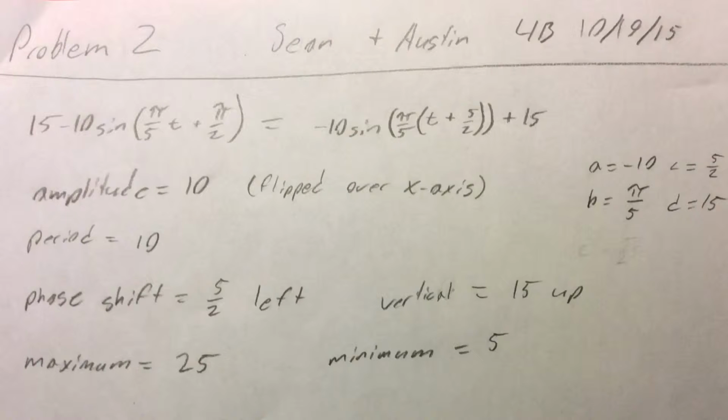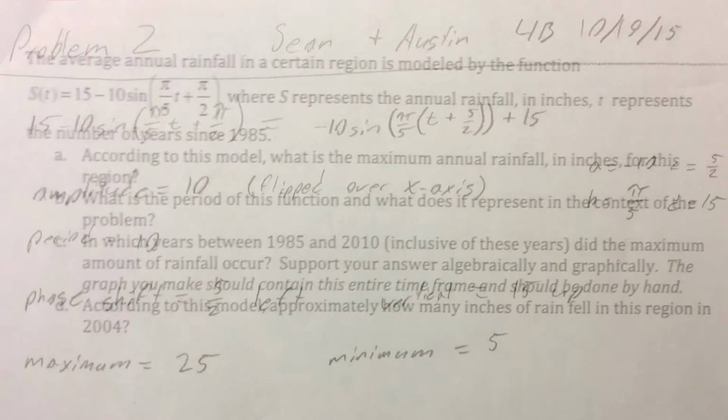This means that the amplitude is 10 and is flipped over the x-axis because of the negative A value. The period is also 10. The phase shift is 5 over 2 to the left. The vertical shift is 15 up. The maximum of the graph is 25 and the minimum is 5.